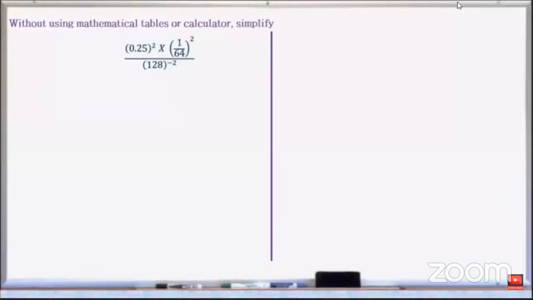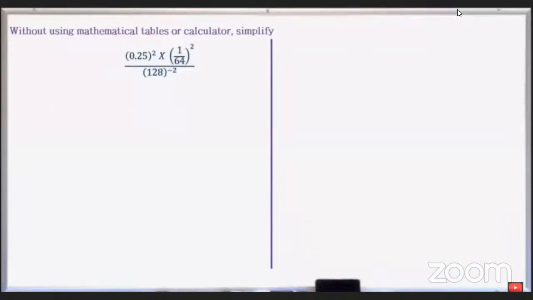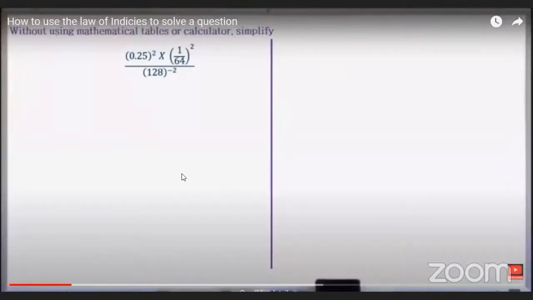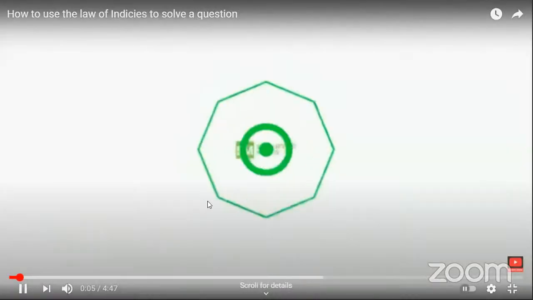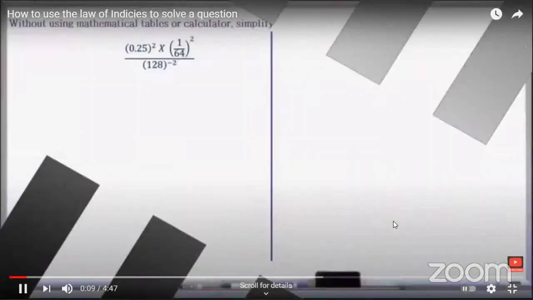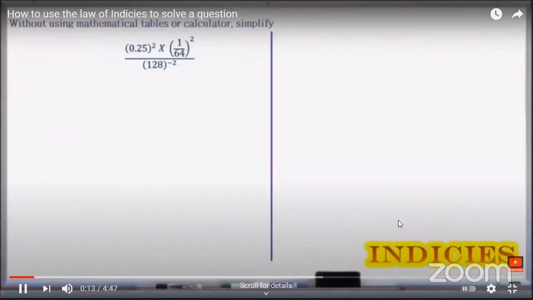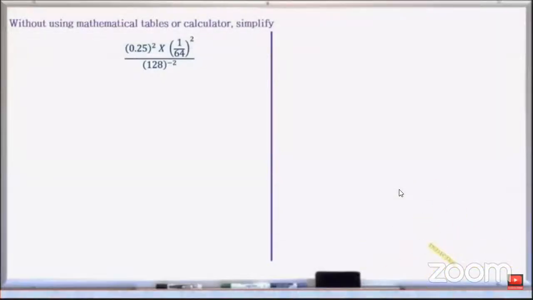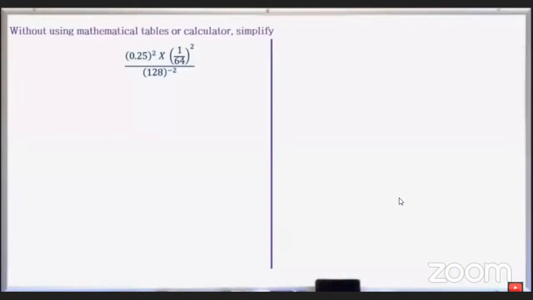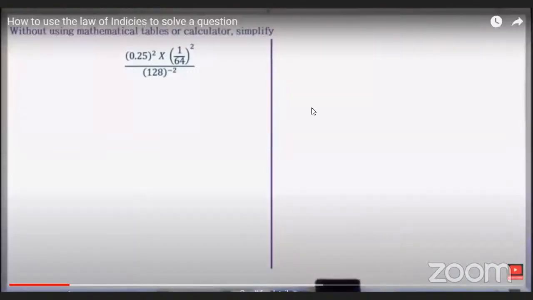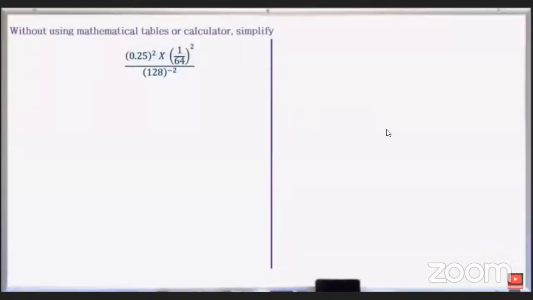Indices. The question states without using mathematical tables or calculators. So by the end of this tutorial, you should be able to handle any question on indices. So let's start. Welcome, my viewers. In this tutorial, I will share with you how you can handle this question on indices. The question states, without using mathematical tables or calculators, simplify 0.25 to the power 2 times 1 out of 64 to the power 2 divided by 128 to the power negative 2. So by the end of this tutorial, you should be able to handle any question on indices.